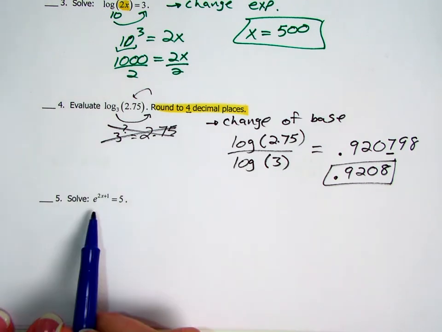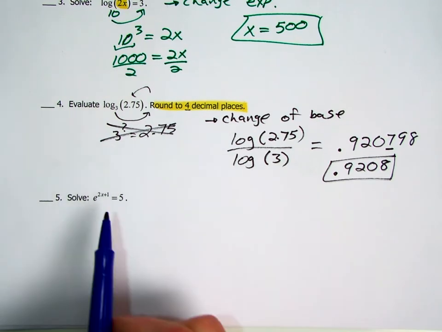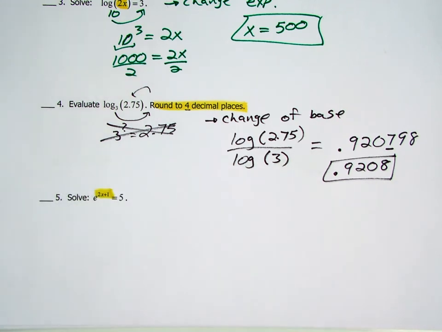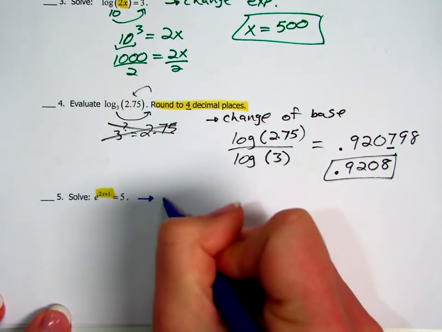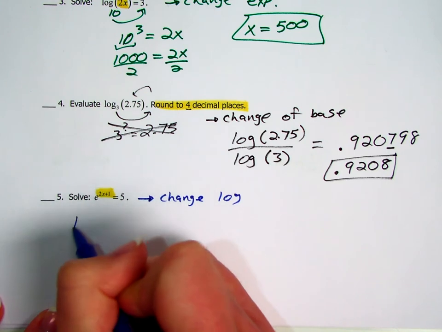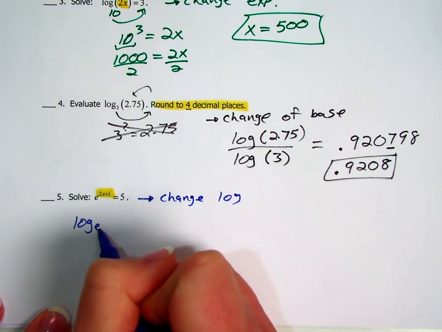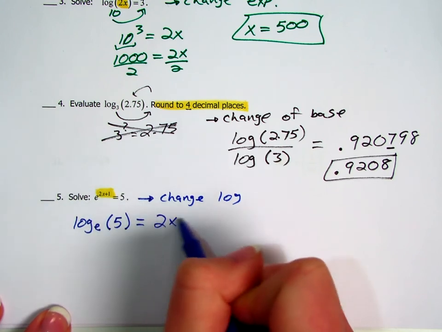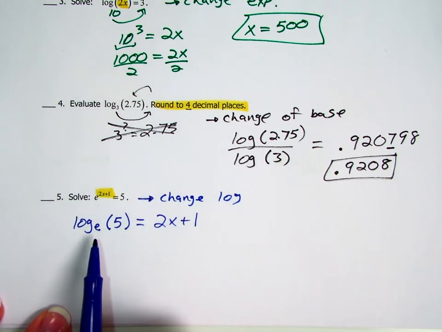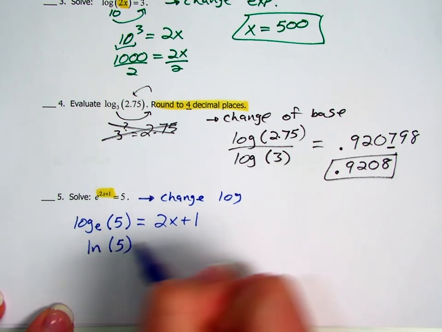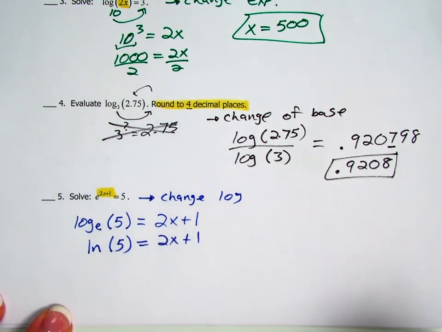Okay, next one asks us to solve again. Now, if I'm going to solve, that means I have to get x alone. The issue is x is in the exponent. So I can't solve for this because x is in the exponent. I need to get it out of the exponent. So to get it out of the exponent, we change to the other format, which means we need to change to a log. So this is log of the base, which in this case is e, log base e of the answer equals the exponent. Now, as soon as I see log base e, that should remind me that I really need to change that to the natural log. So really, it's ln of 5 equals 2x plus 1.